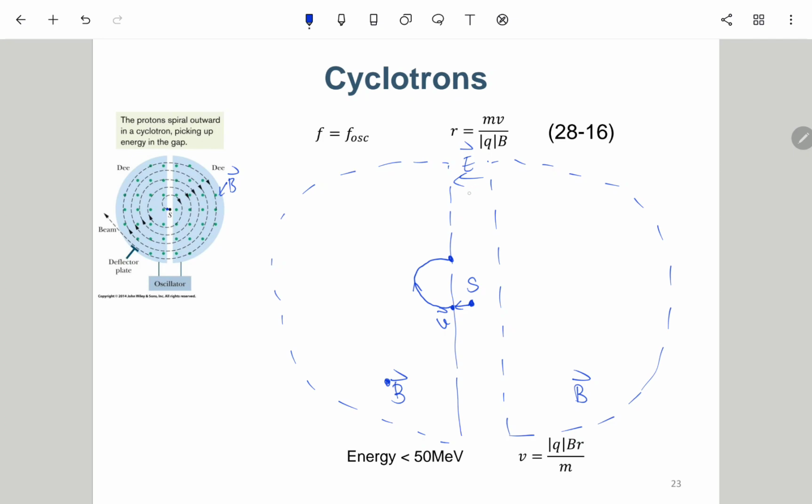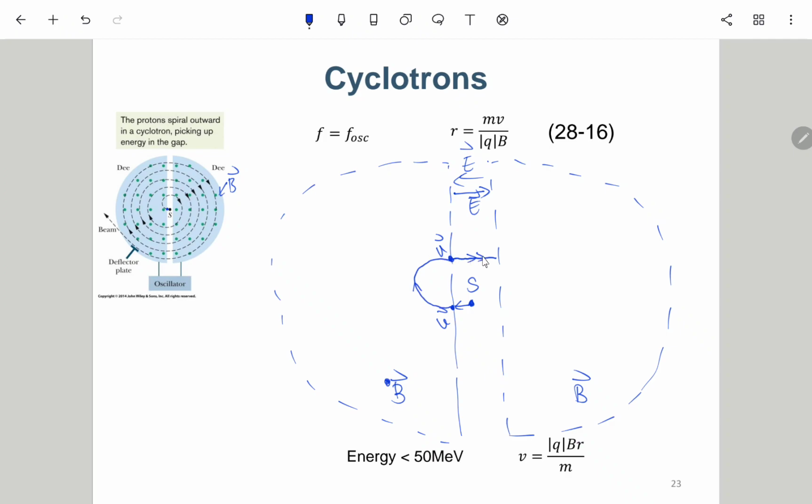At this time, we alternate the E field. Let's make the E field point to the right side, so this particle will start to accelerate. Up to this point, this is v, because it is a circular motion. The magnitude of the velocity doesn't change. The only change is the direction, but the speed doesn't change at all during the circular motion.